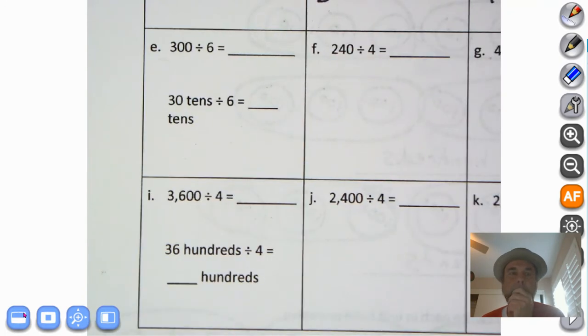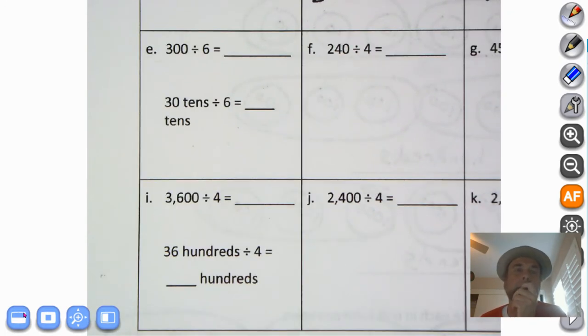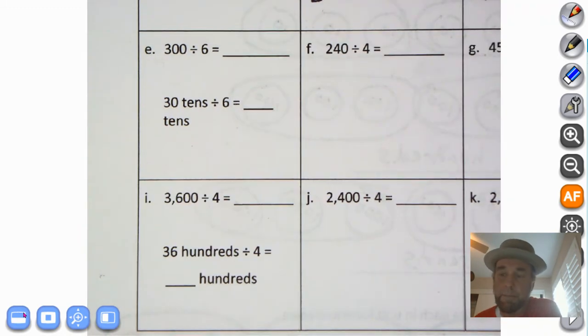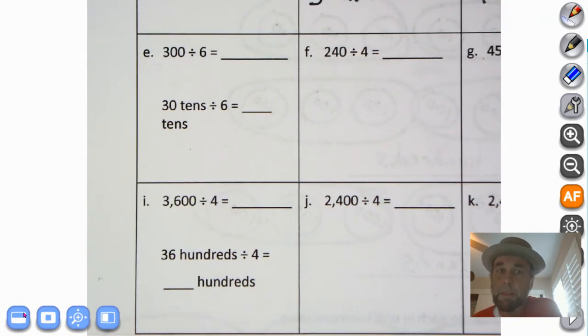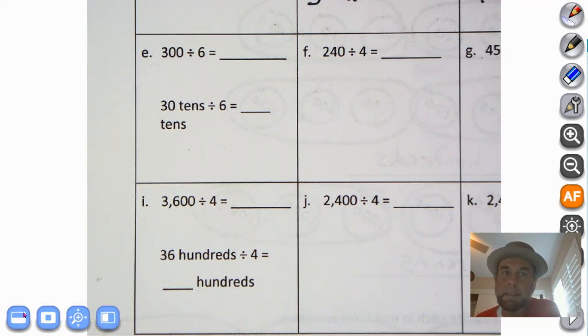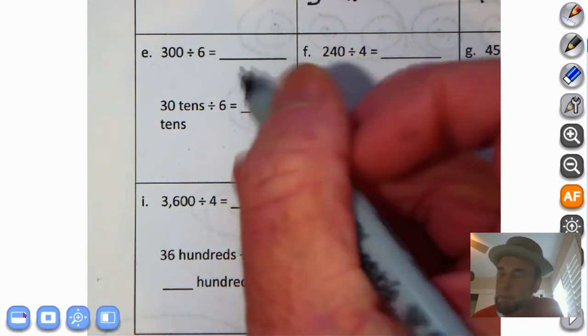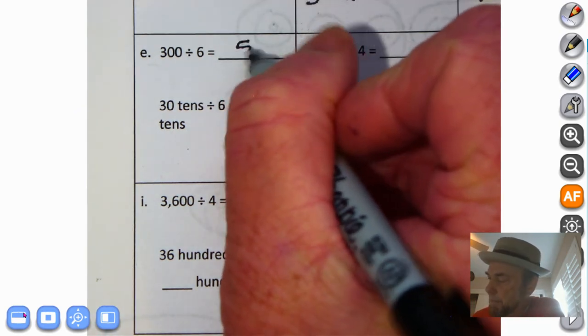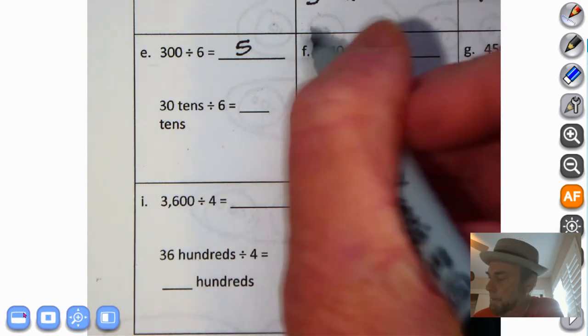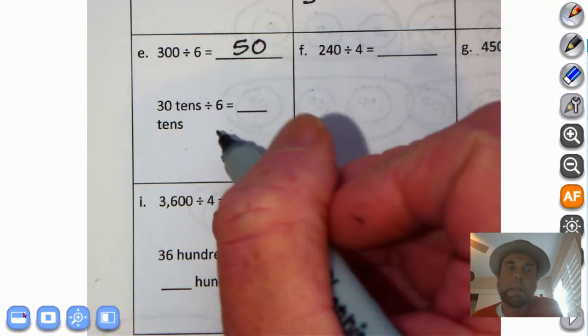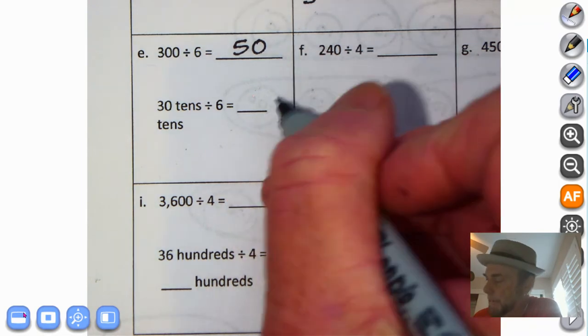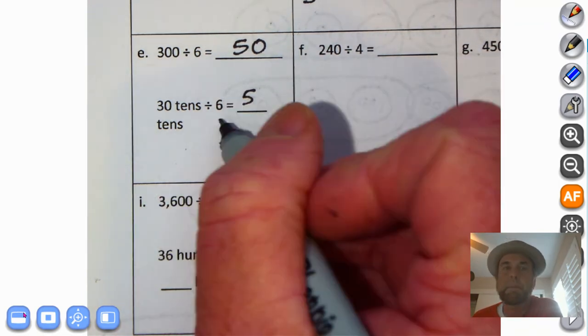Hopefully you do. All right, let's go down here and we see 300 divided by 6. So they're doing 30 tens divided by 6 equals how many tens? Well, think about it. 6 times what is 30? 6, 12, 18, 24, 30. So 6 times 5 is 30. So 300 divided by 6, listen to this, would be 5. But because we're dealing with the tens, right, we put a 0 there. So 3 tens divided by 6 equals 5 tens. 30 divided by 6 equals 5.